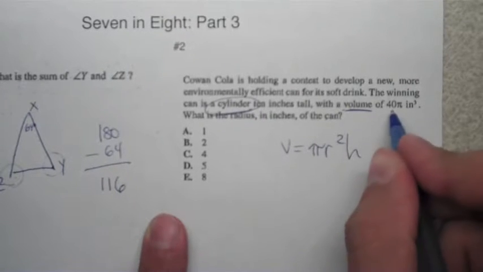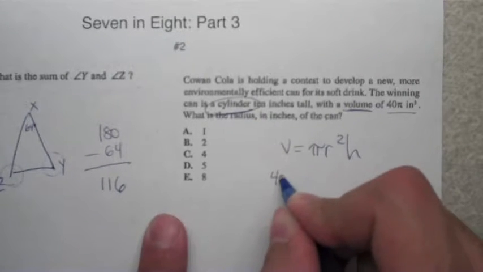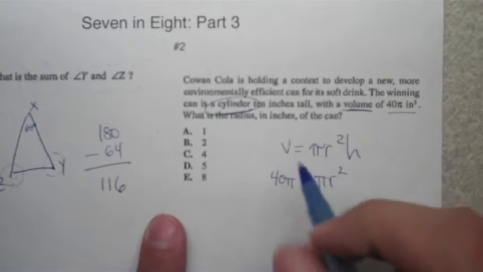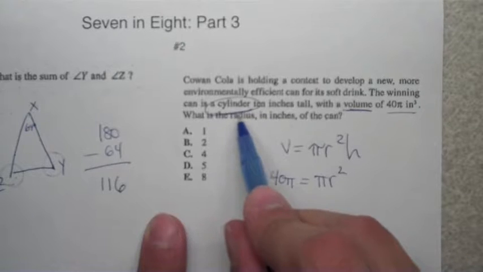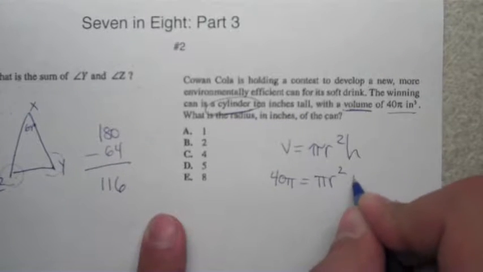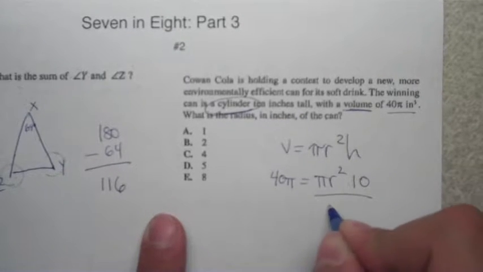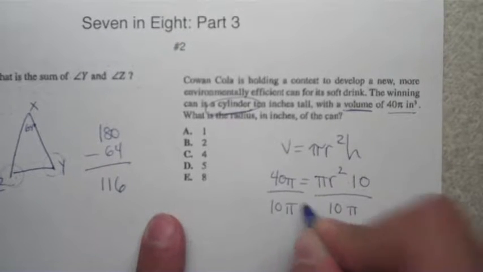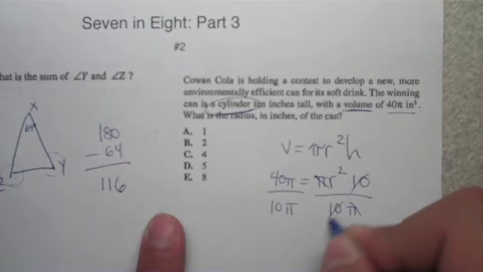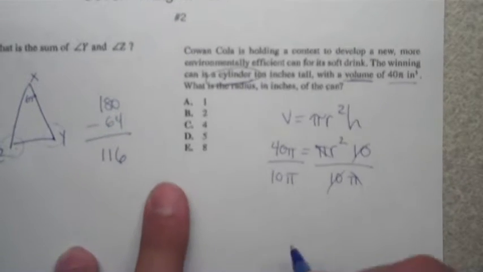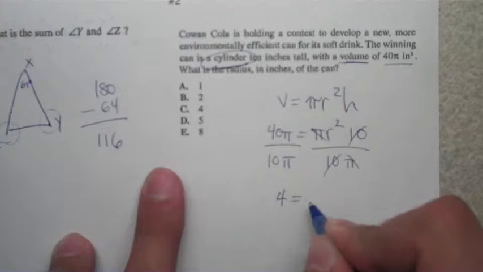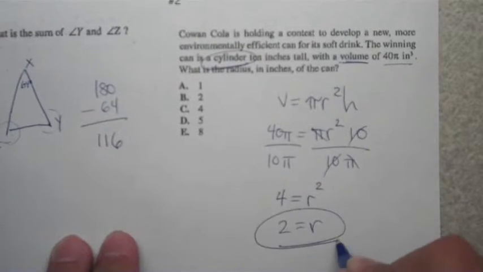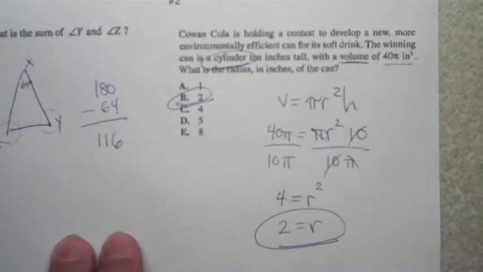So the volume that they give us is 40 pi. You plug that in, equals pi times r squared. And they tell you that the height of the can is 10 inches. It's 10 inches tall, so we put a 10 there. I'm going to divide both sides by 10 and by pi to get rid of those. So the pi's will cancel, the 10's will cancel. 40 pi divided by 10 pi is just going to be 4. So I have 4 equals r squared. I end up getting 2 for my radius. That's going to be choice B.